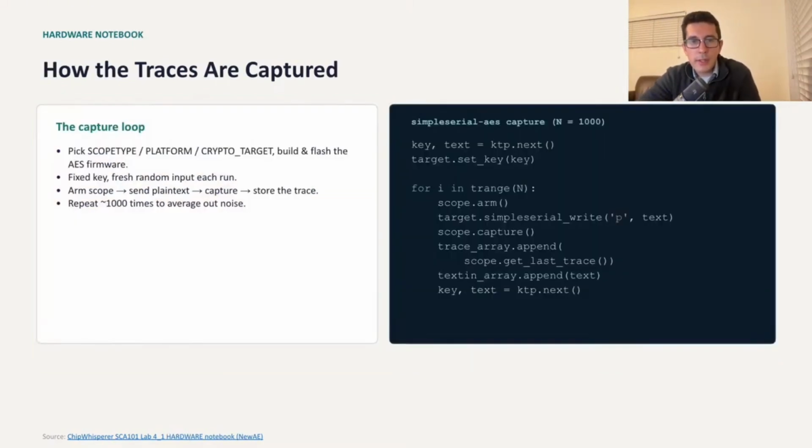And to zoom out for a second, this is how the traces feeding all of this analysis are captured in the hardware notebook. We pick a scope type, platform, and crypto target, build and flash the AES firmware, and then run a loop where we arm the scope, send a plaintext over a simple serial protocol, capture the power trace, and store it. The key is fixed in the firmware, but for each iteration we feed a fresh random input that gives us about 1,000 traces, each with a known plaintext, the same secret key, and one measured waveform. Later in the main notebook, we use that information to compute SBox outputs, compute their Hamming weights, and link them back to specific points in the trace.